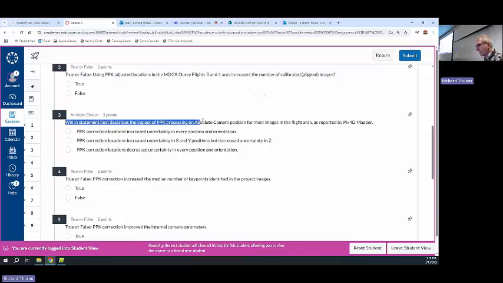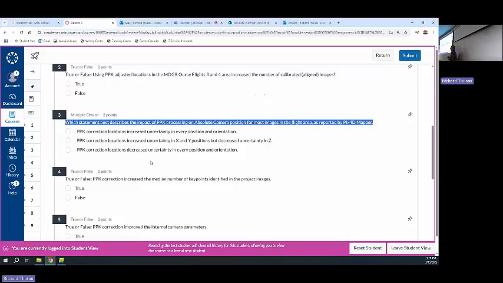So which statement best describes the impact of the PPK processing on absolute camera location for most of the images? Right, and what would be, without looking at the answers, what should the PPK locations do to our absolute camera location? So absolute refers to how close does it match to reality? How close does it match the real location on the Earth?